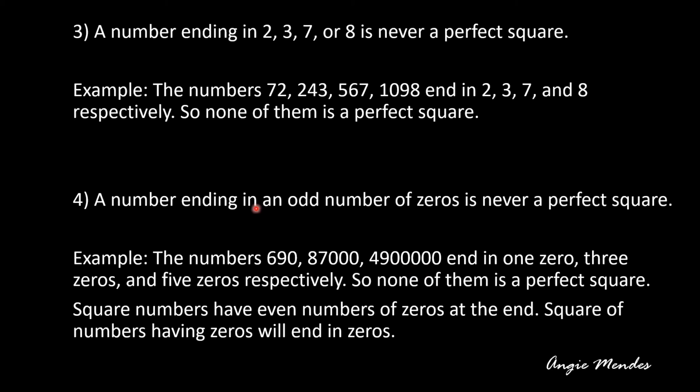So if a number ending in an odd number of zeros is not a perfect square, can you tell me what would be a number ending in an even number of zeros? Would that be a perfect square? Yes. Square numbers have even numbers of zeros at the end, and square of numbers having zeros will always end in zeros.